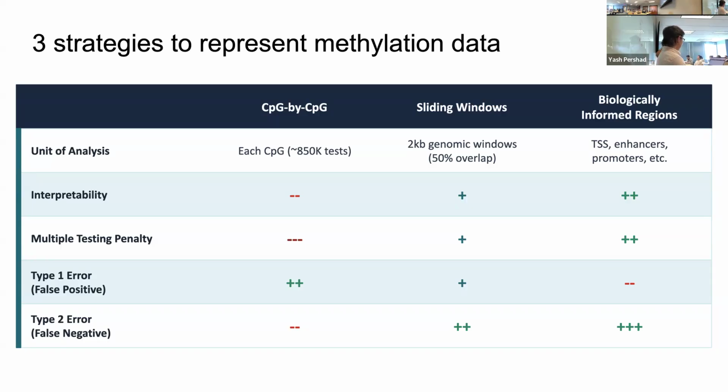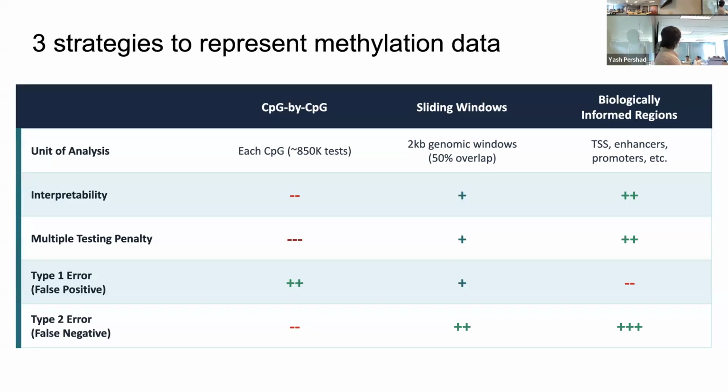So interpretability can be a problem with single CpGs, because if you wanted to do some kind of pathway analysis, you have to map that to a gene. You have no idea what that CpG does in the cell type or context you're interested in. You also have multiple testing penalties, because you're testing a lot of CpGs. Assuming Bonferroni correction, your alpha would be 0.05 divided by 850,000. You could use other FDR correction methods, but testing so many things also puts you at high risk of false positives.